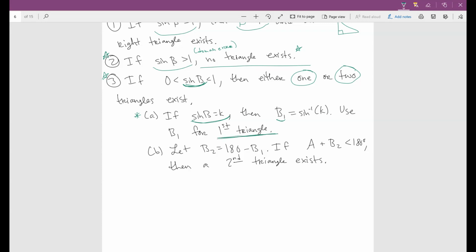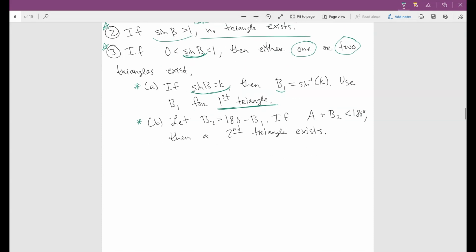Now how do I know if I have the second triangle? Well, you go to part B. You're going to take B2, the second angle, which would be 180 minus B1. How would you know if that other triangle exists? If the angle that they gave you at the very beginning of the problem plus this new angle is less than 180, then a second triangle exists.